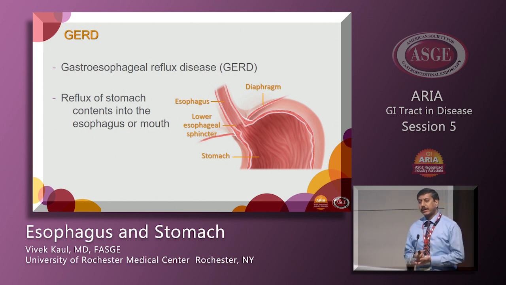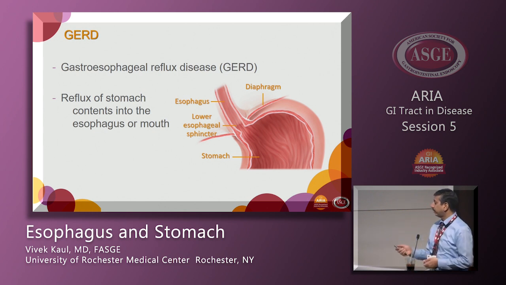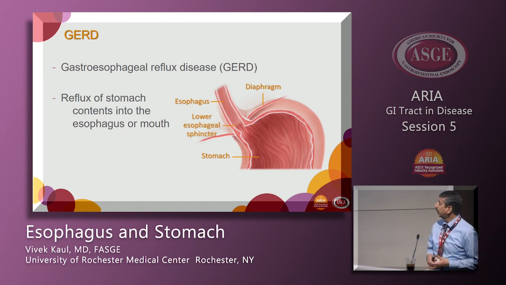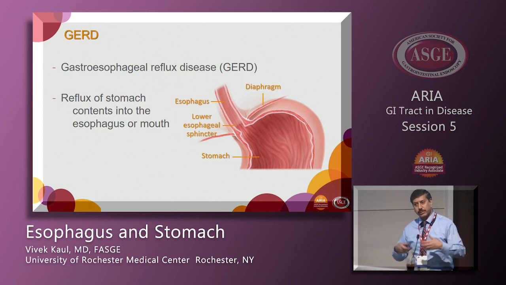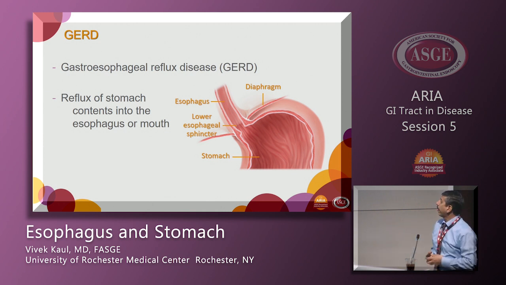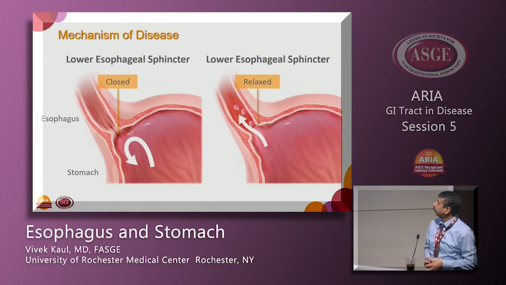But what it really is, is reflux of content, acid or non-acid content, across the lower esophageal sphincter, which we discussed earlier, right here, the GE junction, back from the stomach into the esophagus, and creates all kinds of misery for a lot of people. So that's really the essential definition. But you'll hear patients say it a lot of different ways: I have reflux, I have acid reflux, I have GERD, and so forth.